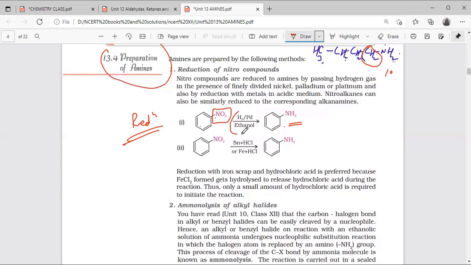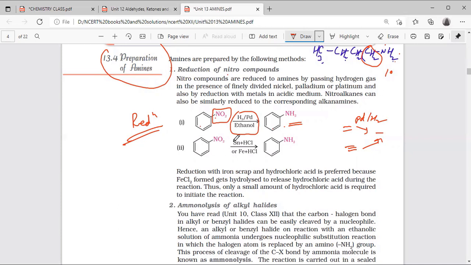For reduction, what are the reagents? Hydrogen, palladium. It is a good reagent for unsaturation, hydrocarbons also. Even alkene and alkyne are converted into alkanes. In the presence of palladium, hydrogen. Even nickel, platinum, palladium, 3 are there for hydrogenation. But here, for the nitro group, only palladium works.